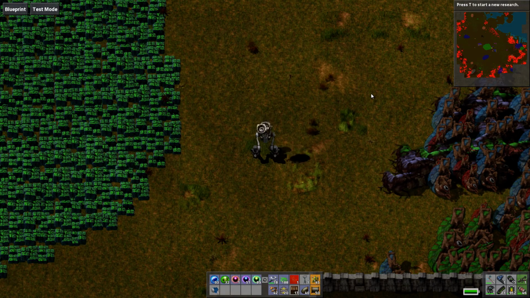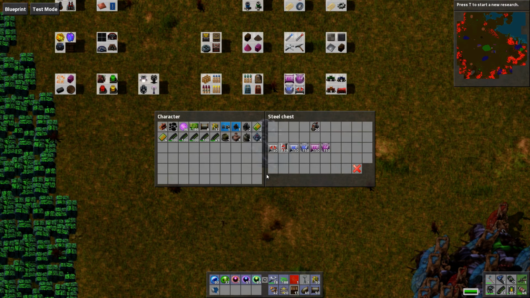I usually use them to store liquid, but you can store excess oil, for example.